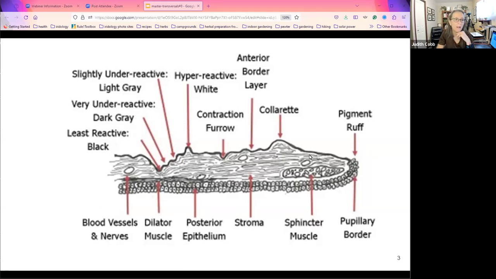So hopefully that works for you. What we're going to be looking at is what makes up this part of the eye. Between the anterior border layer, which is the frontmost facing layer, and the posterior epithelium, we've got lots of muscles and nerves and blood vessels, but we also have what we call a trabecular mesh, or trabeculae.